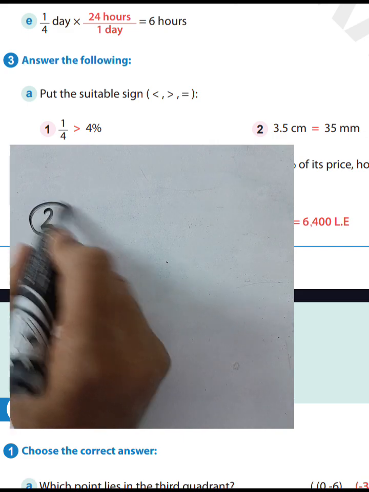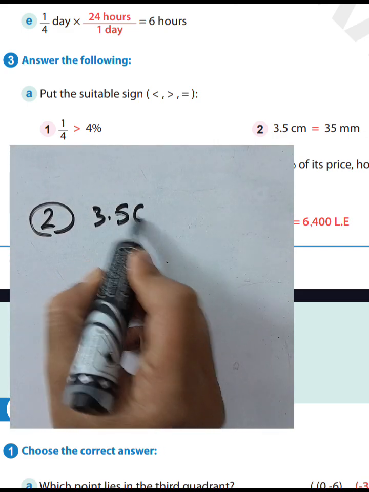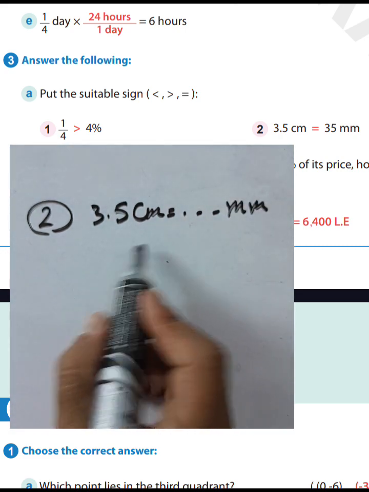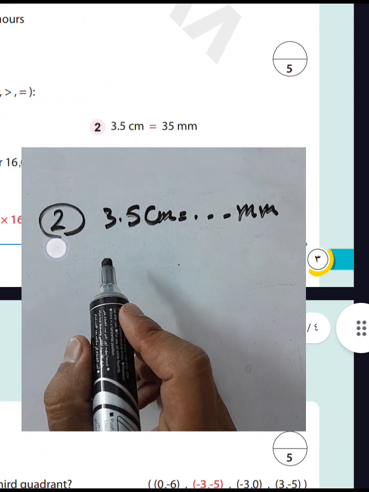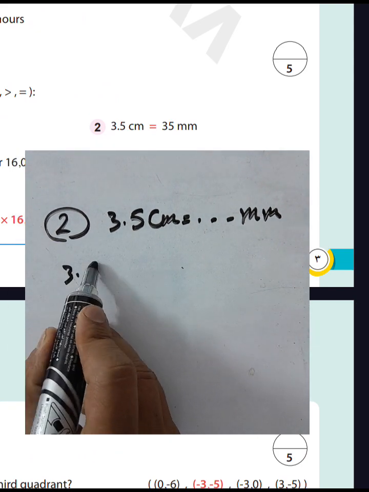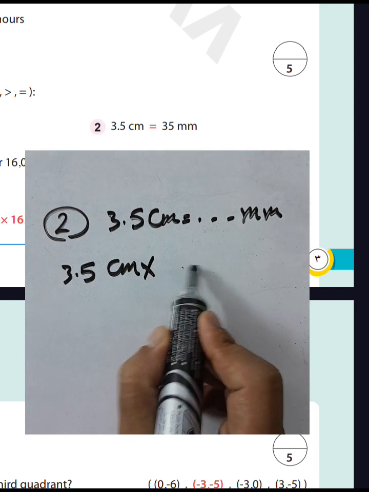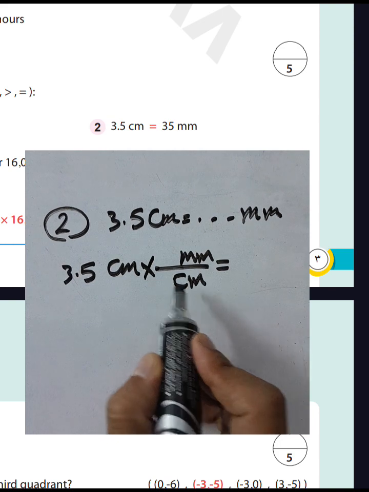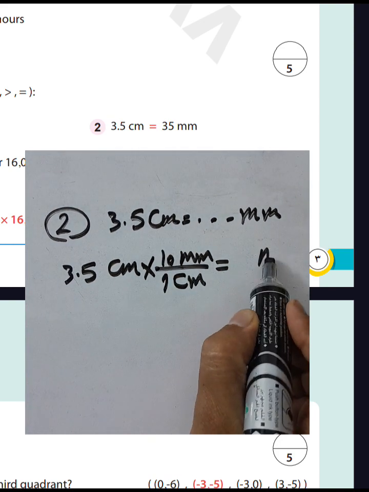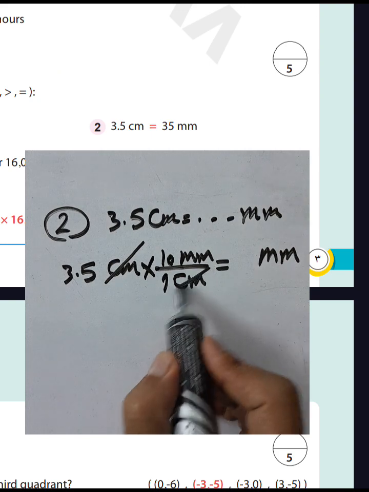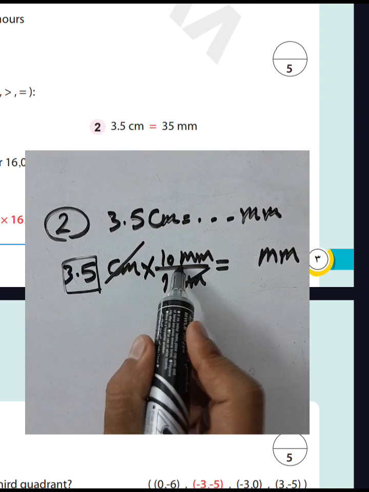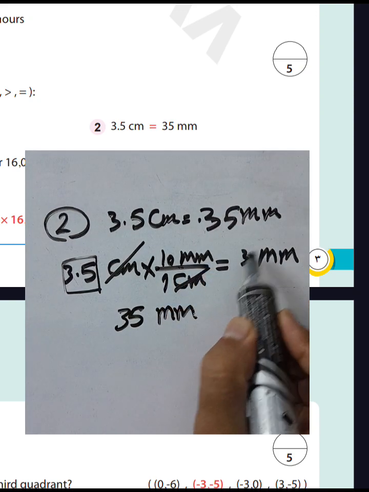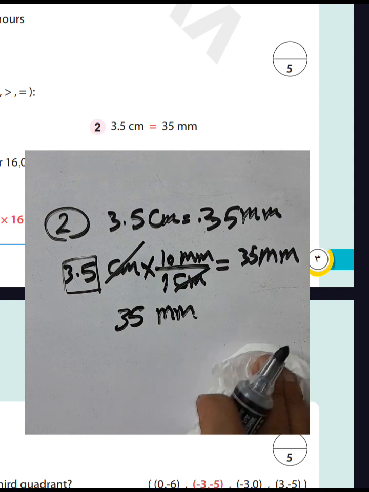Question number 2. 3.5 centimeter to millimeter. We can solve the example by using a conversion factor. Write 3.5 centimeter product by what? To cancel centimeter, write centimeter down and millimeter up. And we know 1 centimeter equals 10 millimeter. Then you can cancel centimeter by centimeter, and 3.5 product by 10 will be 35 millimeter. The result will be 35.